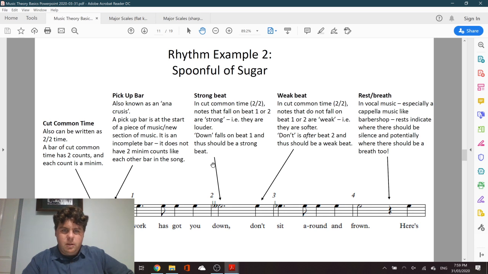Alright, so we were talking about strong beats. Notes that fall on beat 1 or 2 in 2/2 time are strong. So the word "when" is strong, "work," "got," "down," "sit," "round," "frown." Those are all the strong beats. When work has got you down, don't sit around and frown.